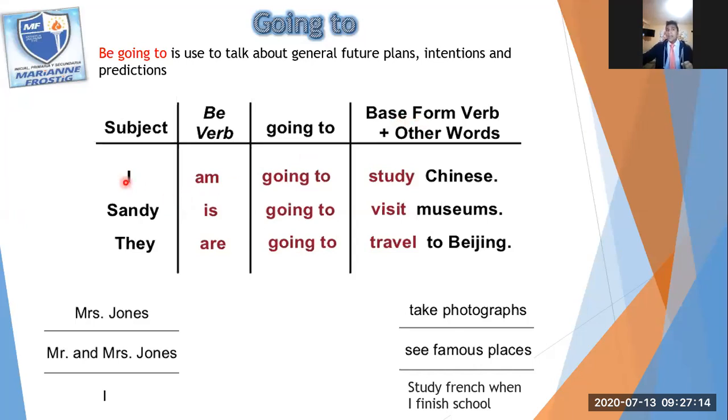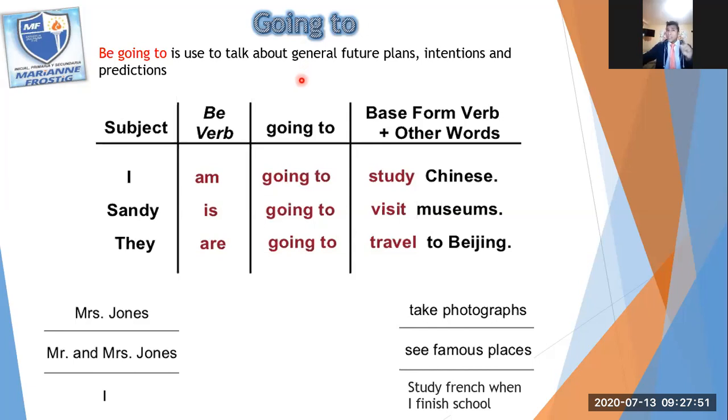For example, I am going to study Chinese, or I'm going to study Chinese. The verb is in the base form, en la forma básica. Another example, Sandy, or she is going to visit museums, okay? In the base form. They are, or they're going to travel to Beijing, to China. Travel is in the base form. Okay, so I'm going to repeat.